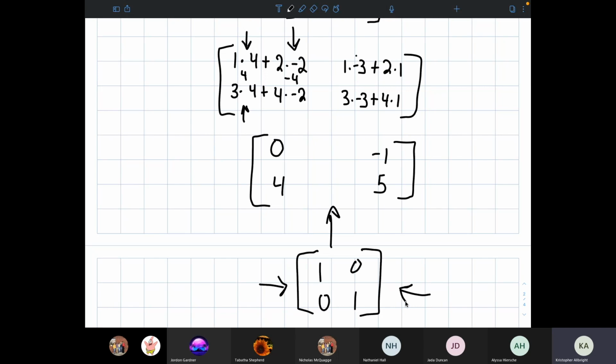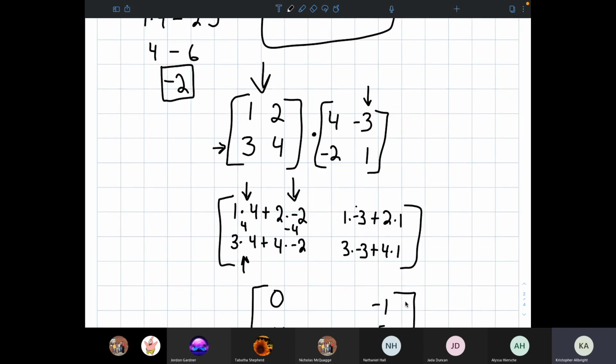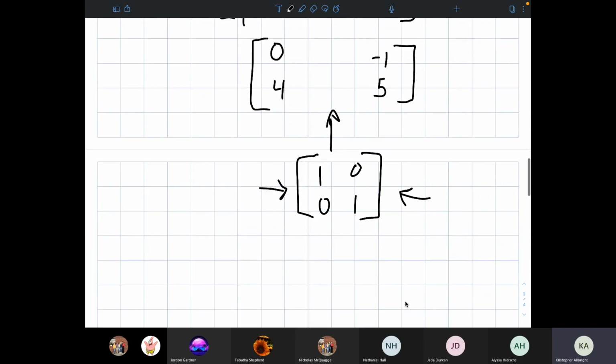An identity matrix is always square. So it'll always have the same number of rows and columns. So it doesn't have to be 2 by 2, but it does have to be square. Make sense? Let's go. Okay.